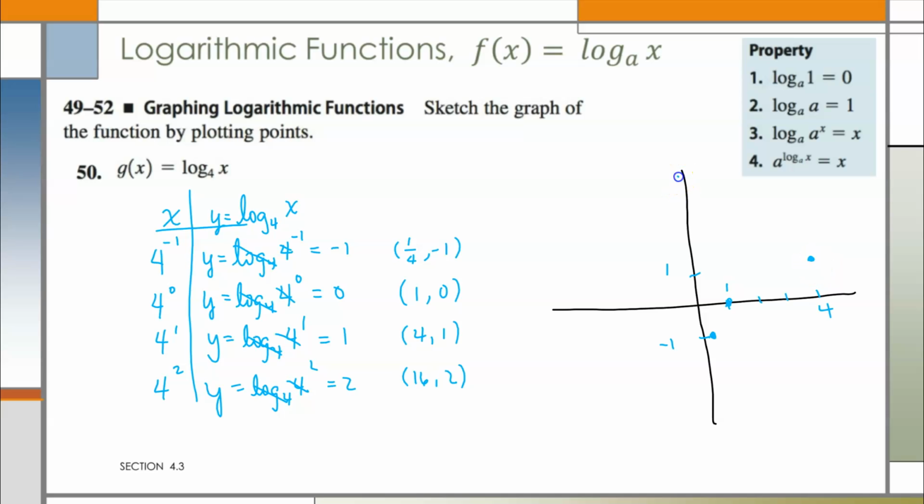And we want to remember, in the exponential graph, the x-axis was the horizontal asymptote. In a log graph, the y-axis is the vertical asymptote. We sketch that in. And there's our graph. Now, it didn't ask, but let's just throw in a little bit of extra practice. Domain are x values. Start at 0 and go to infinity, not including 0. Range, y values, negative to positive infinity.